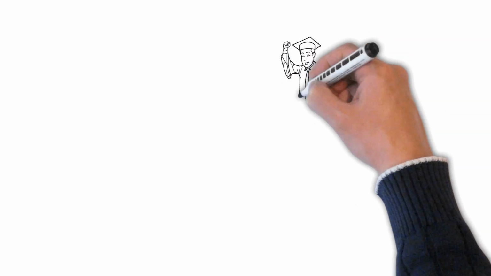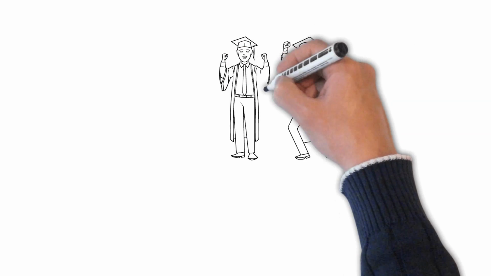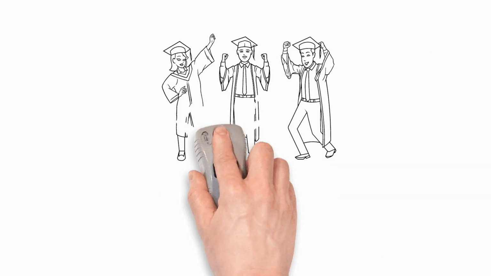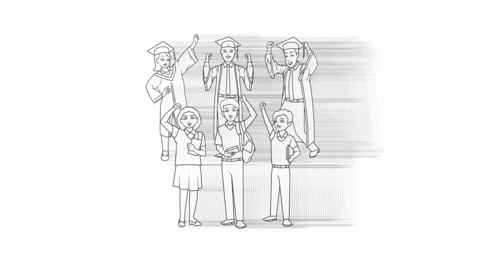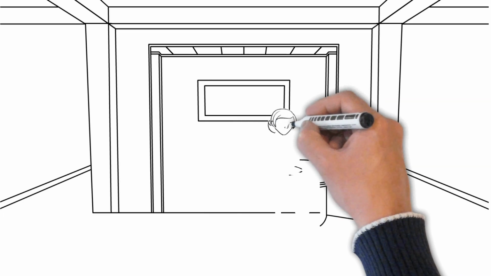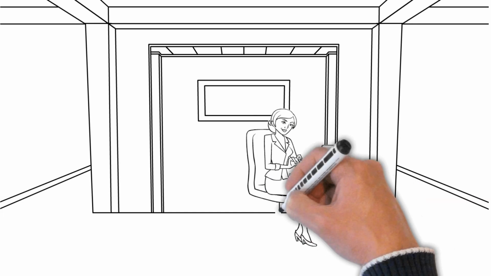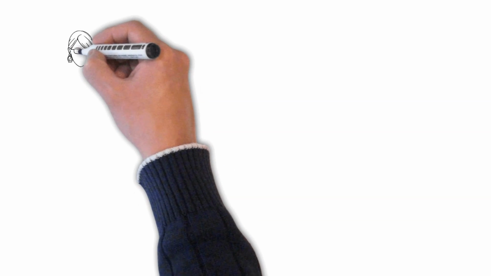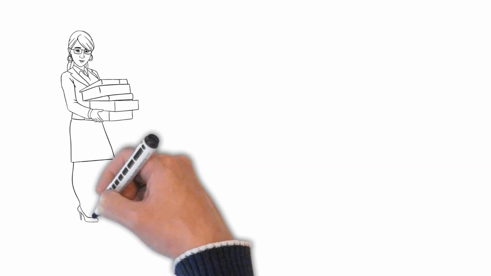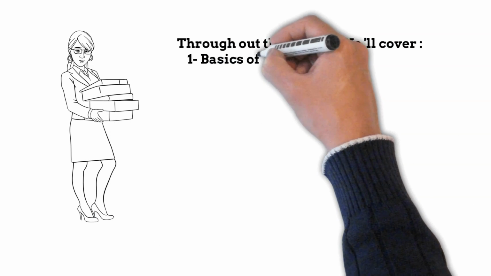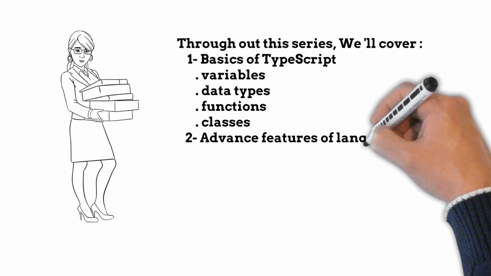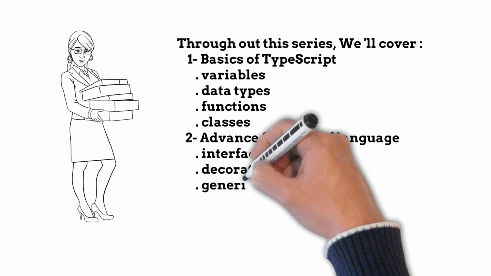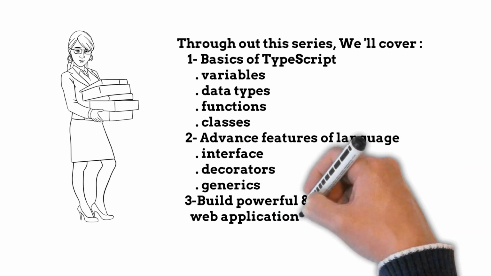This series is designed for anyone who wants to learn TypeScript from scratch, regardless of their previous programming experience. Whether you are a complete beginner or have some experience with JavaScript, this series will provide you with a solid foundation in TypeScript and its core features. Throughout this series, we will cover the basics of TypeScript, including variables, data types, functions, classes, and more. We will also explore some of the more advanced features of the language, such as interfaces, decorators, and generics.